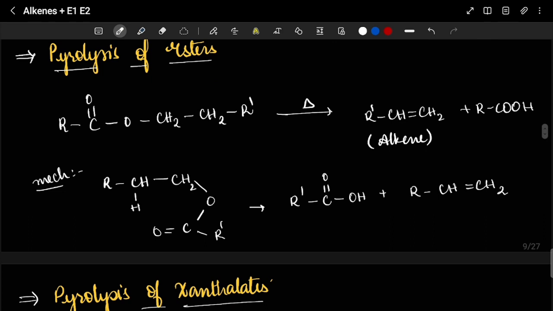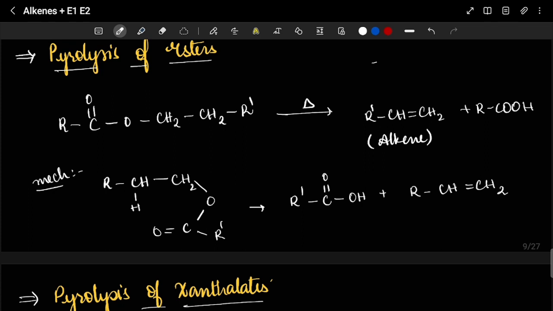Now, we have pyrolysis. In pyrolysis you use two compounds in order to obtain alkene. You do pyrolysis of ester or pyrolysis of xanthates. Both have the same mechanism. So what is an ester? C double bond O R, right? This is the ester functional group, C double bond O R prime. What is pyrolysis? Heating in absence of air. So you are heating this ester.